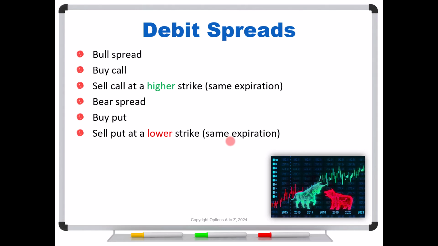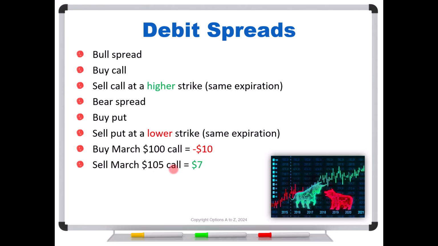So for this example, I'm just going to use the call spread. Let's say that we could currently buy the March $100 call trading for 10. We'd have to spend 10 bucks just for the 100 call. But we could also sell the March 105 call and collect 7. And if we did that, we would have a vertical spread, a debit spread. We're buying the 100, selling off a higher strike call. That's what that definition is right there.